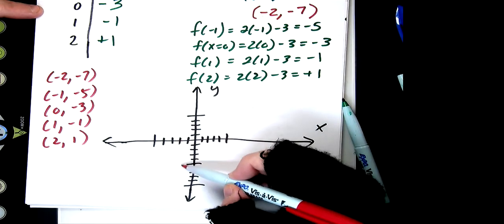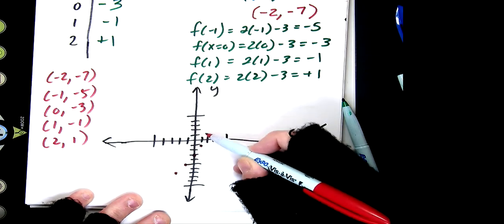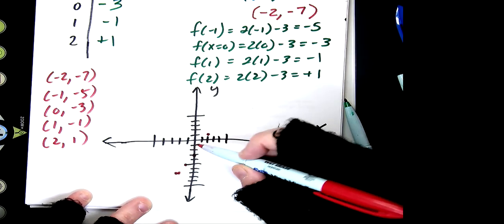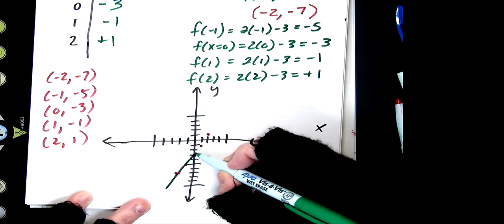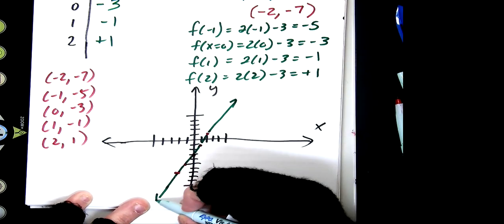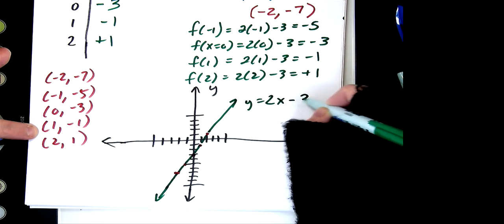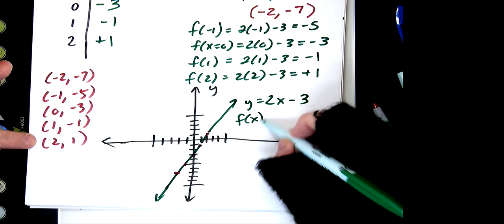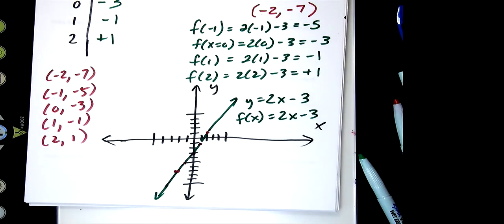If I go putting them in, and assuming that if you have graph paper, this looks a little bit better. These will definitely look like a straight line on graph paper. Here it looks a little bent. That line right there, if we connect the dots with a straight line, is y equals 2x minus 3, or f of x equals 2x minus 3. Any questions on that so far? It's not the most exciting thing, I know.